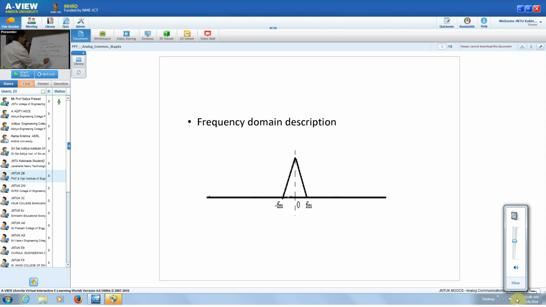Frequency is f star, that means you have a spectrum like this, your baseband signal with fm and minus fm, omega positive or negative, that we are going to have.